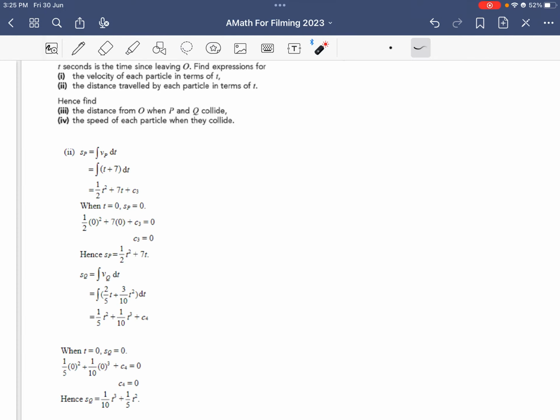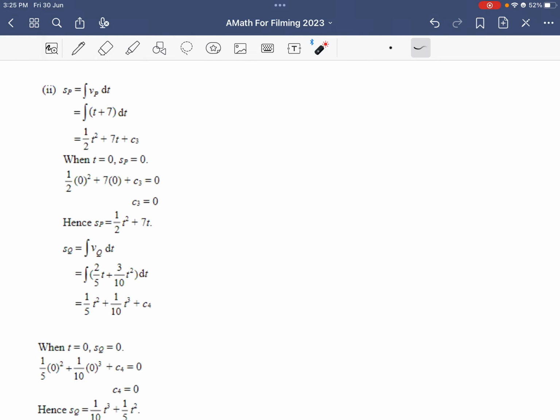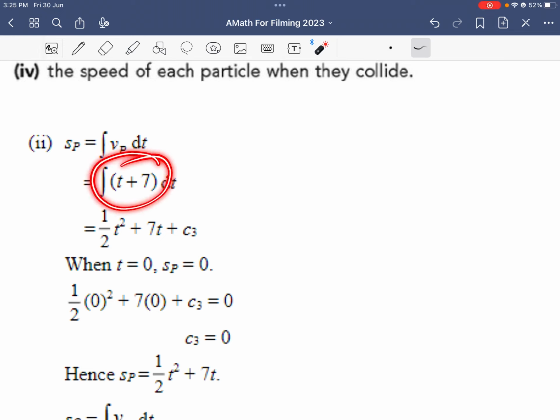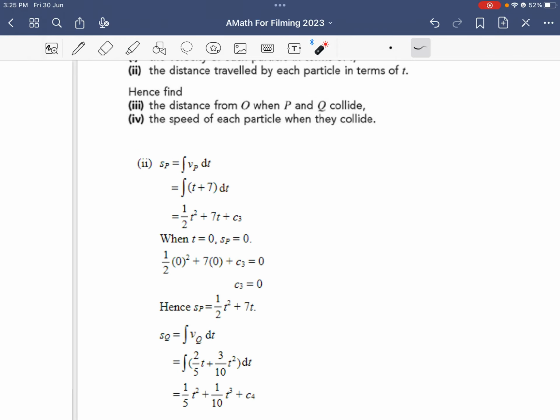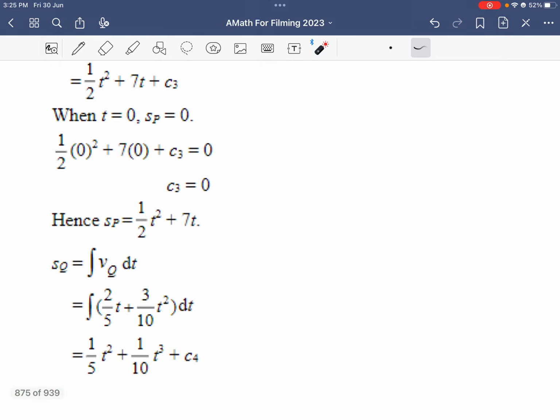Next is the distance traveled by each particle in terms of t. If I want to find distance, actually I'm trying to find the displacement, so I have to integrate. For particle P, you integrate and get ½t² + 7t + c3, another constant. We know that the displacement is 0 when t is 0. These are the initial conditions. I find that c3 equals 0, so the displacement of P is given by this equation.